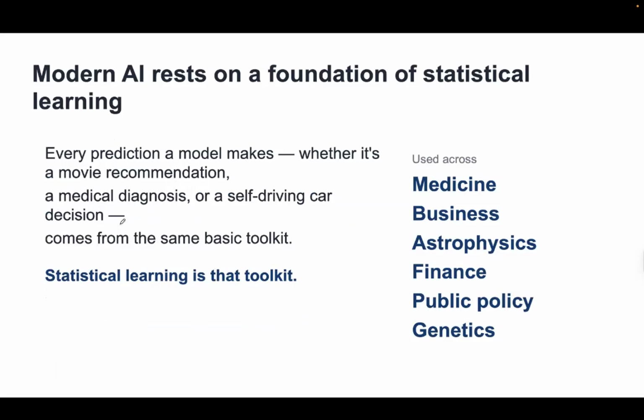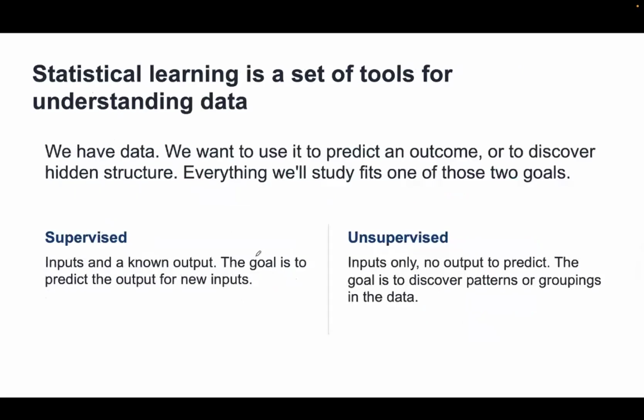There's one question I'd like you to ask before we move forward. What do Netflix recommendations, a cancer diagnosis, or self-driving cars have in common? They all run on statistical learning. It's the same toolkit, but the problems that this toolkit is applied to are different. And that's what's exciting about this field. The applications look totally different on the outside, but under the hood, it's the same handful of ideas at work. If we learn these ideas, the doors are going to open everywhere, whether it's medicine, finance, or astrophysics, you name it. So let's get clear on what statistical learning actually is.